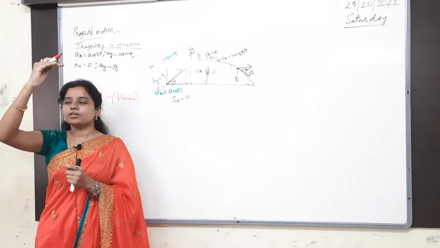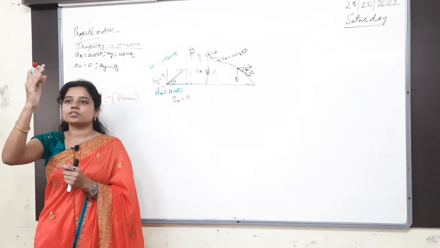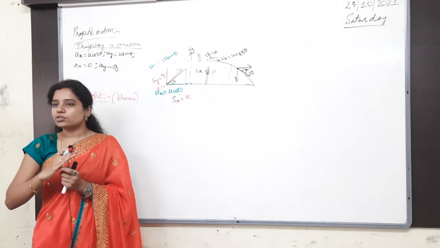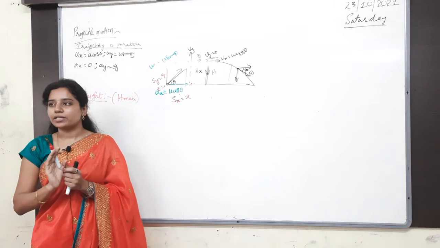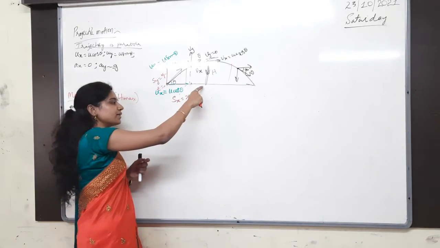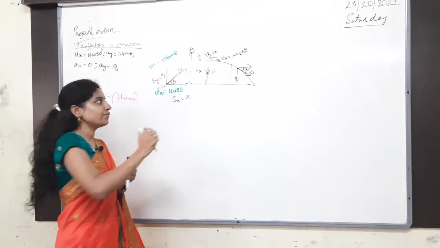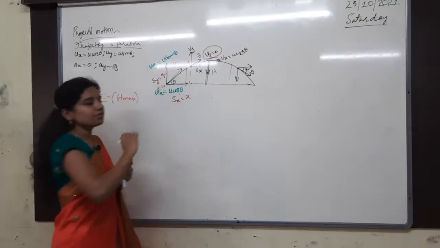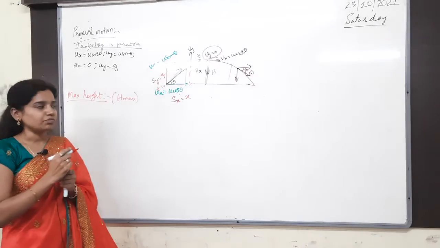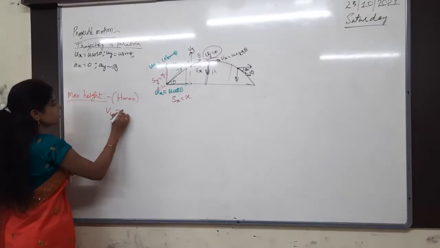At some point Vy is equal to 0. Then what happens? It will start the downward journey. So that height is what we call the maximum height. The main condition is the maximum vertical displacement travelled by the body, where the vertical component of velocity becomes how much? 0. Vy should be equal to 0.